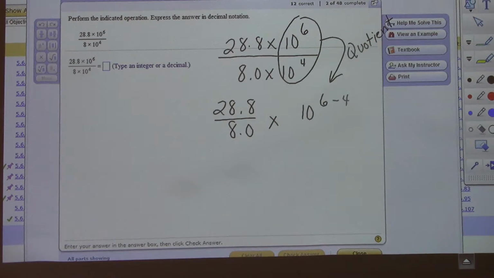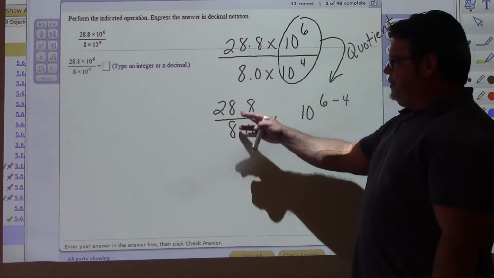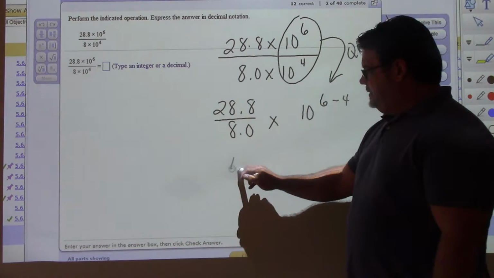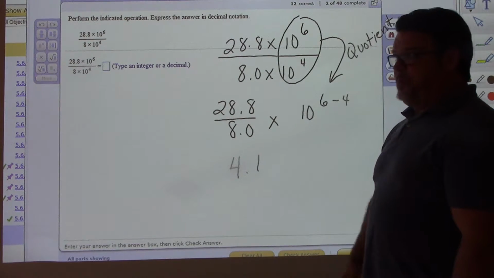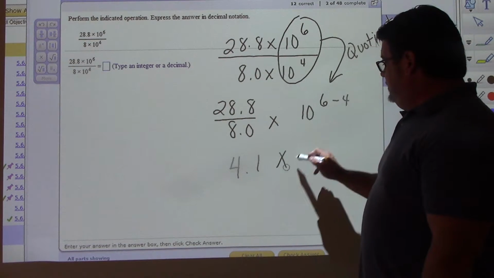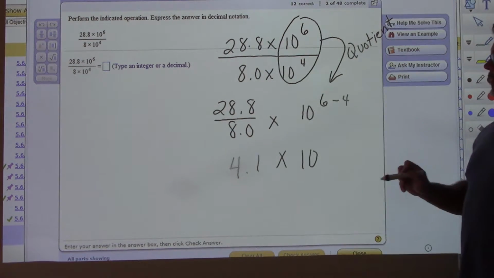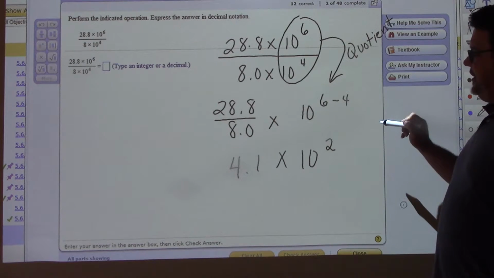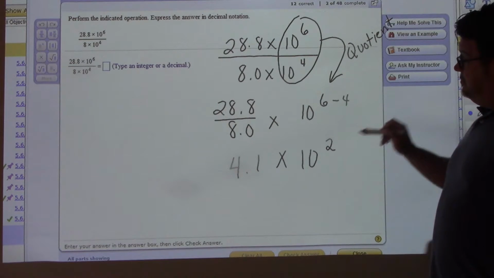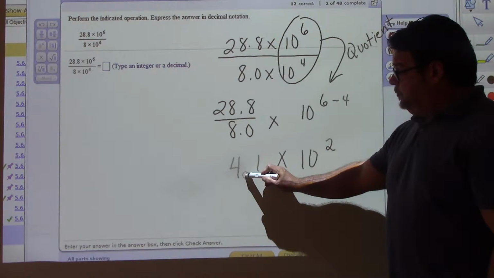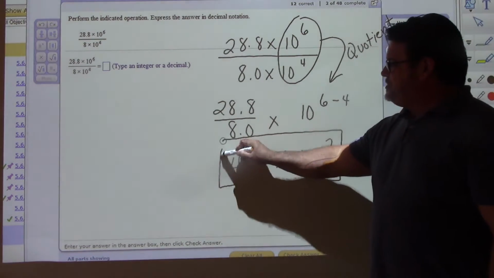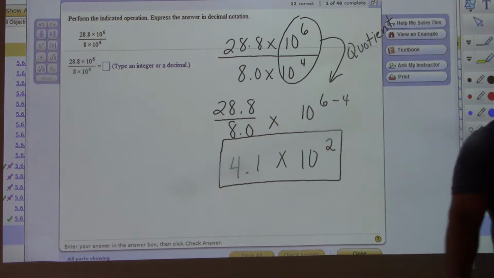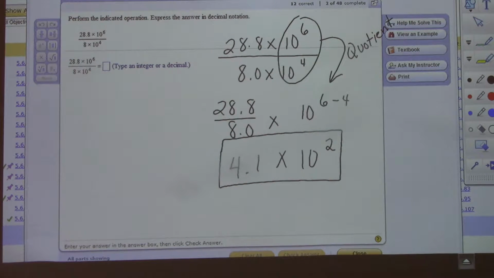Why do you not need a calculator for this? Well, 8 will go into 28 4 times, and 8 will go into 8. That's why you don't need a calculator. And what is 6 minus 4? Is this in scientific notation? Yes, it is. What's the definition? Placing the decimal to the right of the first number greater than 0.